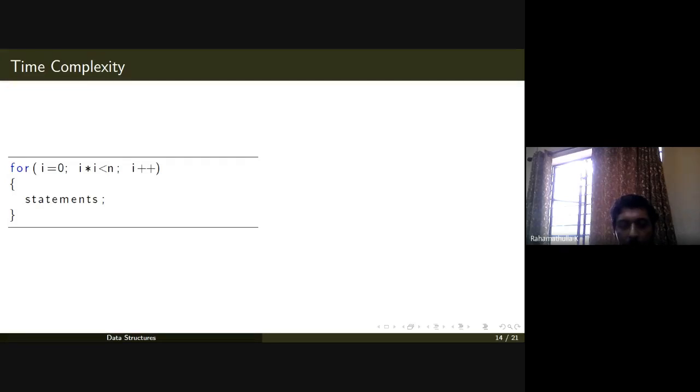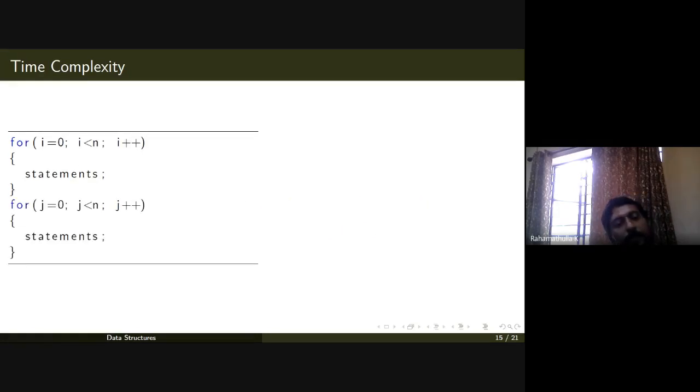I was trying to include almost all the possible iterative statements, so let's take another example. i equals 0, i less than n, i plus plus. Here the condition is different: i squared less than n. So i into i should be less than n, i squared equals n, so i equals root n. It's very direct. The time complexity of the algorithm is order of square root of n.